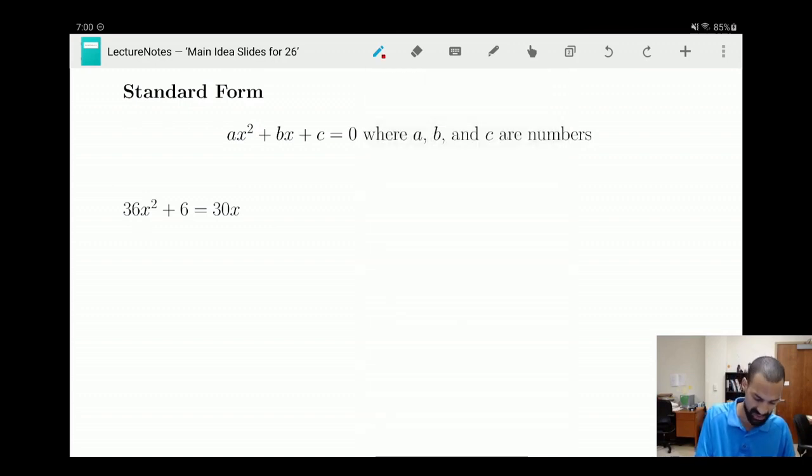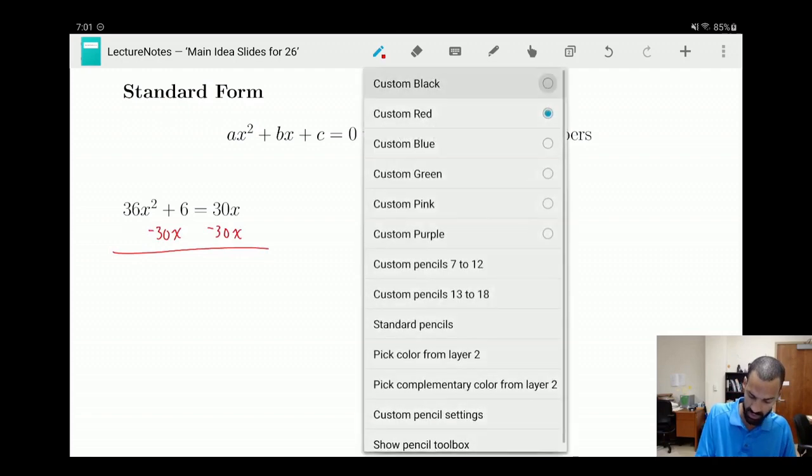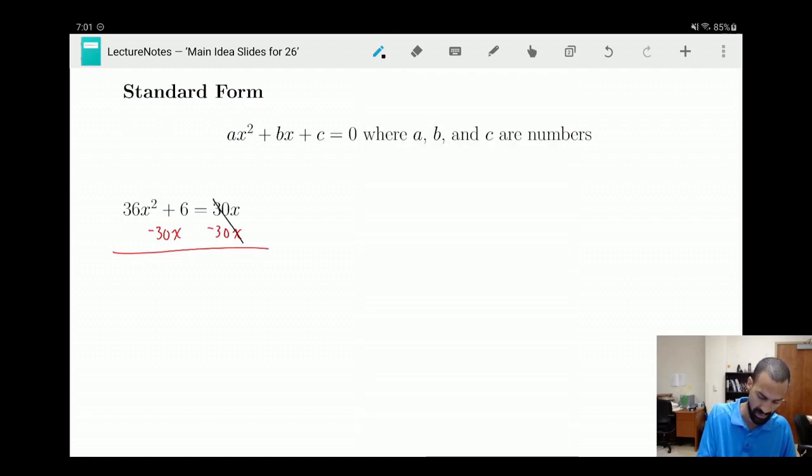Okay, I need it to equal 0, so the first thing I'm going to do is subtract 30x from both sides, and I'm going to be careful to make sure I put that minus 30x, that new term that's going to appear, in the middle, right? I already have the x squared term, I already have the constant term. What's missing is that term that's in the middle, right? So I'm going to make sure to put it in the middle. This is the bx term.